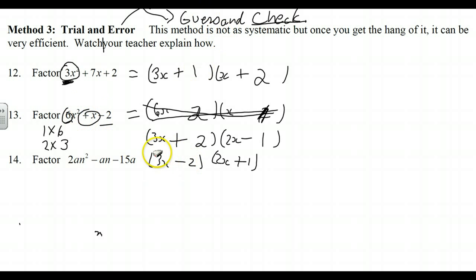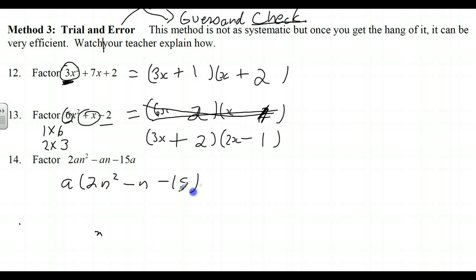This one, everybody's got an a, so we're going to take an a out, giving me 2n squared minus n minus 15. This is one of the easy ones, actually, for guess and check, right? Because we know we're going to have a 2n and an n. That's the only way to get 2n squared. Now, 15 could be 1 and 15, right? But how do you combine 1 and 15 with 2 and 1 to give you a negative? It's not going to happen, right? So it's going to be a 5 and a 3.